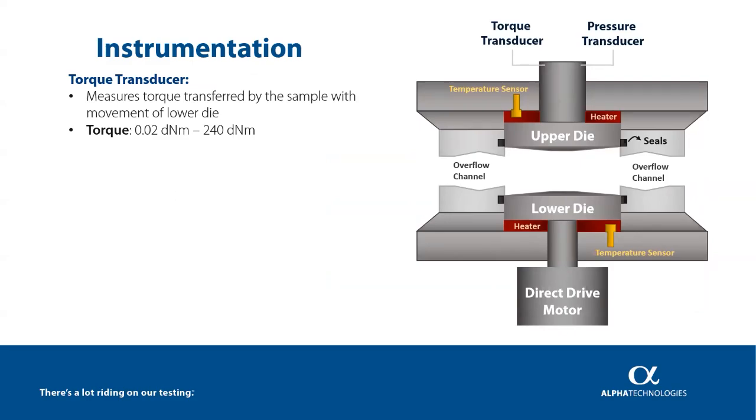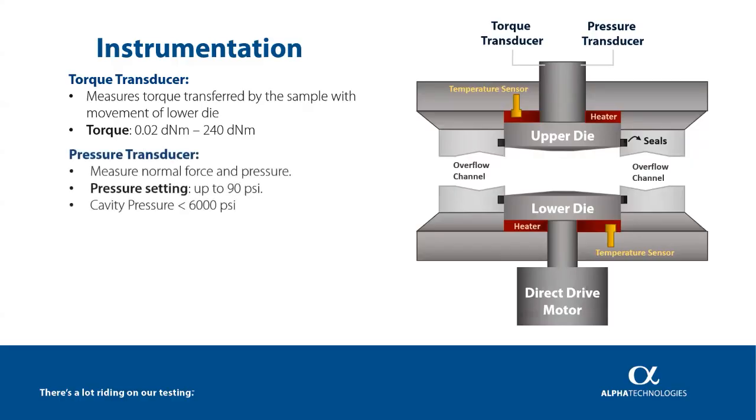So we'll start with the torque transducer. This component measures the torque generated by the sample as the lower die oscillates. The upper die is stationary and directly connected to the transducer, and the torque values range from 0.02 dNm to 240 dNm, which is why the RPA is considered a high torque rheometer necessary for testing Rheoelastomers and mixed compounds.